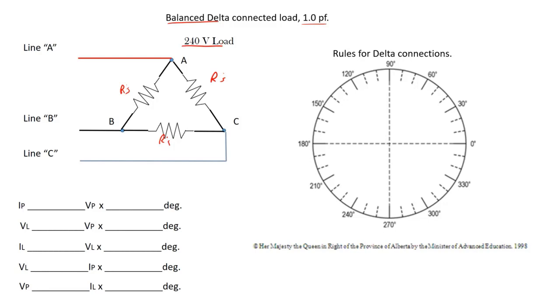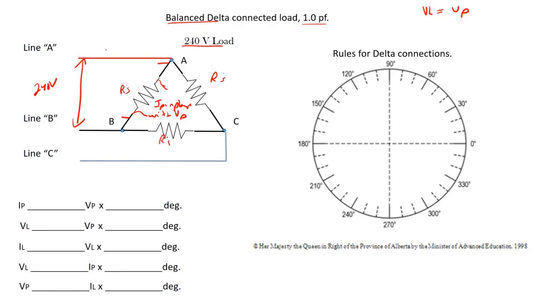Now the rules for delta. Number one rule for delta is that V line and V phase are the same thing. There's only one. So if I have a line voltage of 240 volts, that's exactly what each one of the resistors will see in the phase. So V line equals V phase. Because this is a resistor, whatever phase current goes through is going to be right in phase with V phase. So I phase is in phase with V phase.